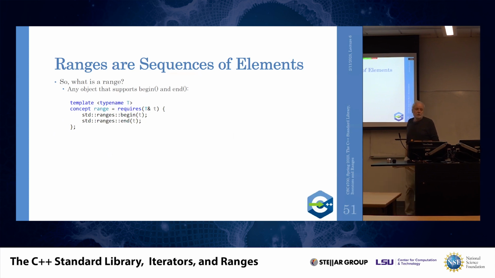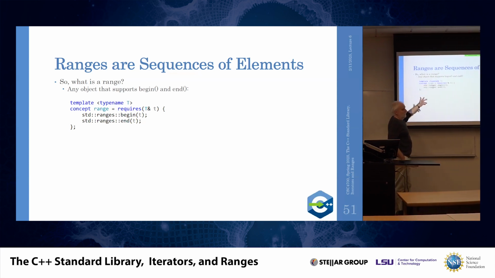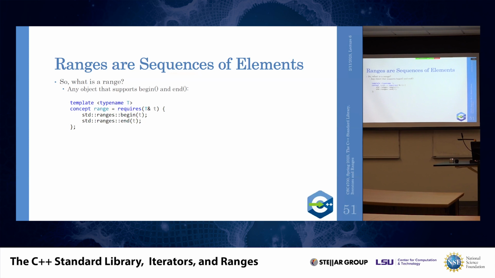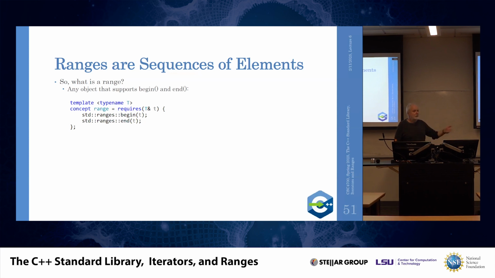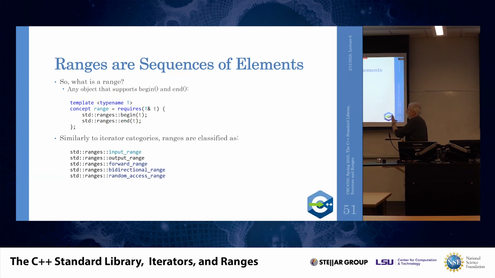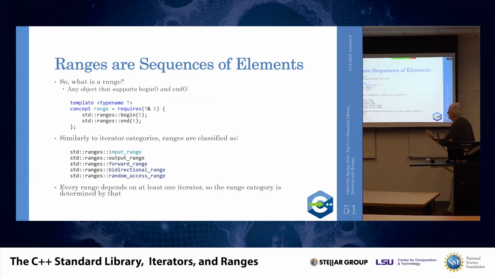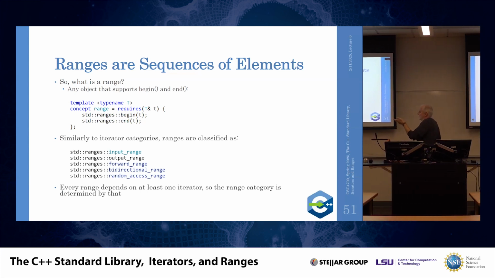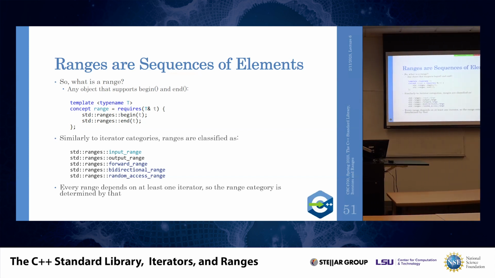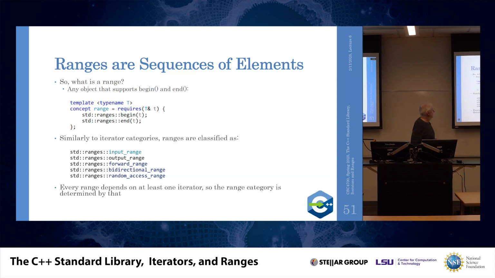Okay, so what is a range formally? A range is a type that supports two operations, begin and end. That's it. And begin and end are supposed to return iterators, or something that conforms to the iterator concepts. So anything that has that property is a range. Similar to iterator categories, we have range categories, which are defined by the iterator they depend on. Right? Each range has somehow one iterator hidden behind it. So the category of that iterator behind the range is the category of the range itself. I have input ranges, output ranges, and so on and so on.